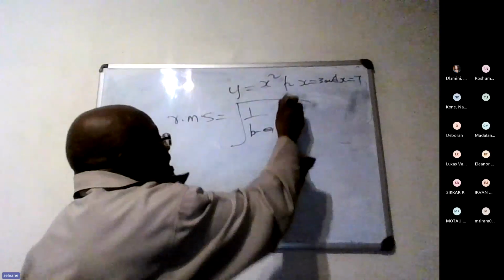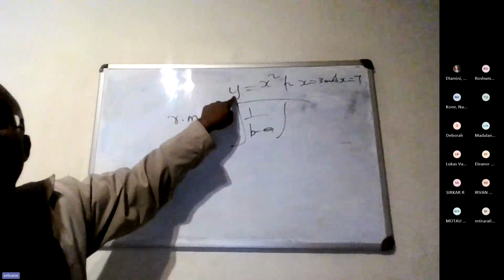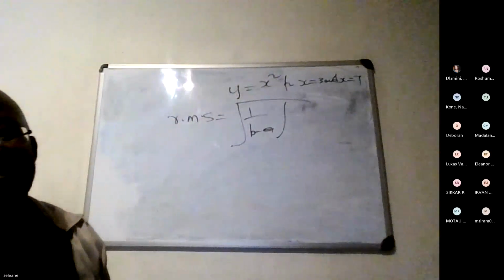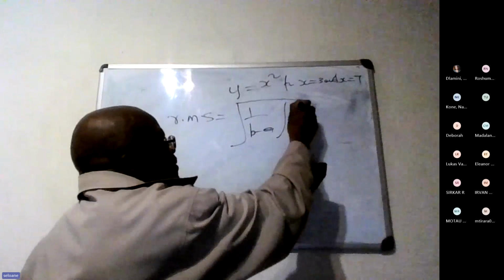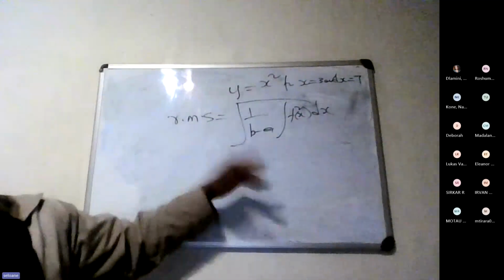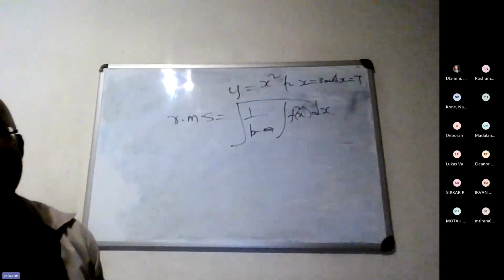Then from there you say integral. The integral of what? You take your function now, you square it. It will be the function squared. Then you integrate this with respect to X. That is the formula. And once you get the formula right, then you should be able to run with it.